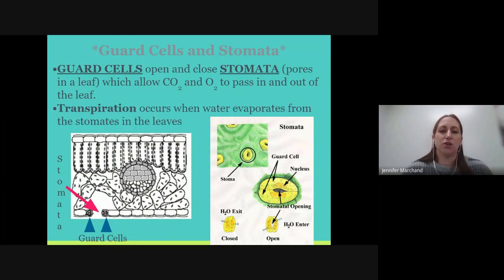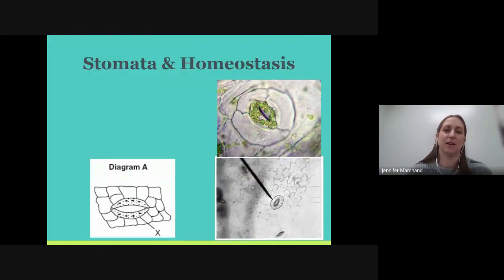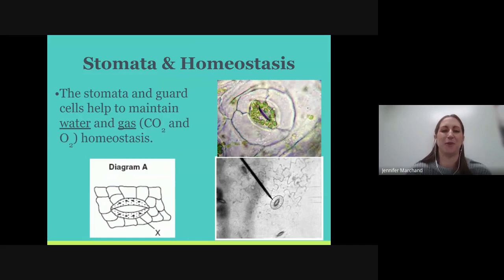Transpiration occurs when water evaporates from the stomata in the different leaves. Okay. The stomata help to create homeostasis, which we know means creating a stable environment within the plant. So the stomata and the guard cells help to maintain a constant water and gas exchange and a stable environment for the plant, so it doesn't get too dried out. I don't know if any of you are plant people at home, but this is the whole thing about making sure that we water our plants, because that's how they're going to stay with this constant water and gas exchange. If they don't have any water, obviously they can't maintain homeostasis and they might die.